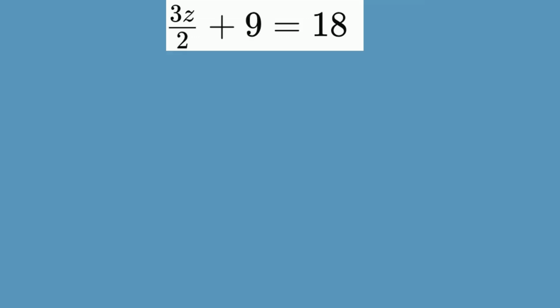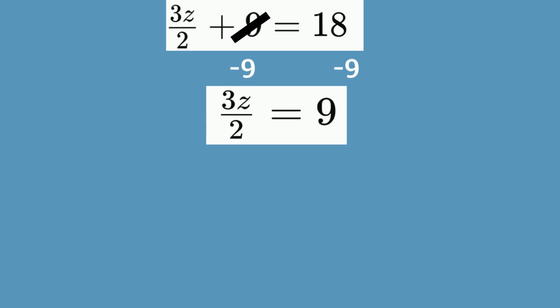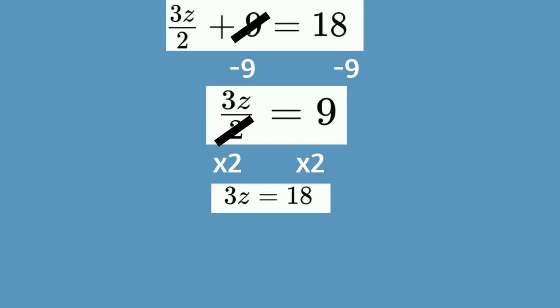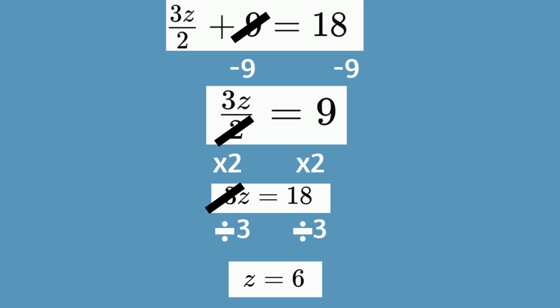And in this one, we start by removing the 9. Minus 9 from both sides. Now on the left-hand side, we have 3z over 2, and on the right-hand side, we have 18 minus 9, which is 9. Next, we multiply by 2 to remove the division. Now we have 3z equals 18. Last step, divide both sides by 3. Answer is z equals 6.